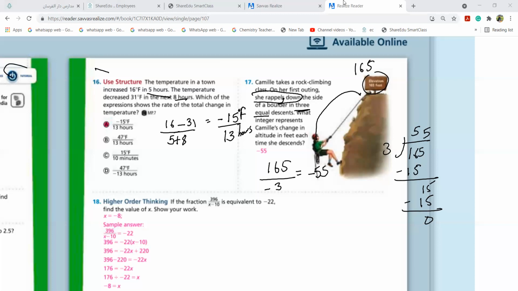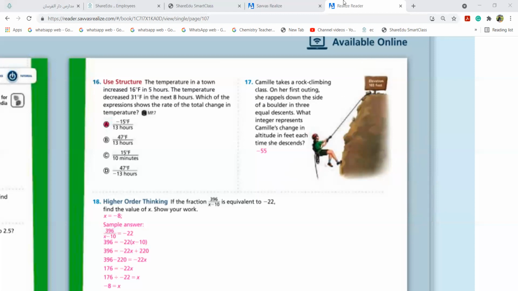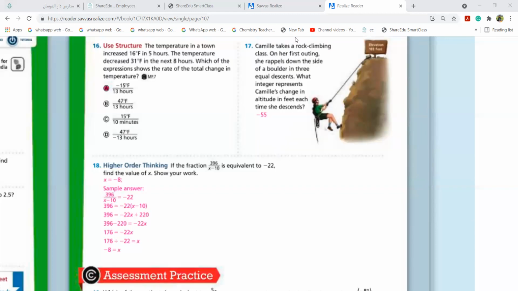Now, girls, again, higher order thinking. Not there for the quiz, but I want to do it. It's not easy, higher order thinking questions, but let's at least do a few of them, okay? Because I have time today. Now here, 396 over x minus 10 is equal to minus 22, so minus 20. What does x give you? No, you have to find x.